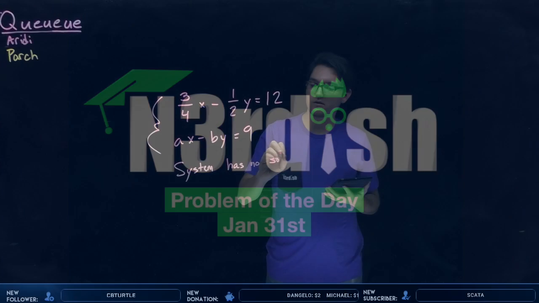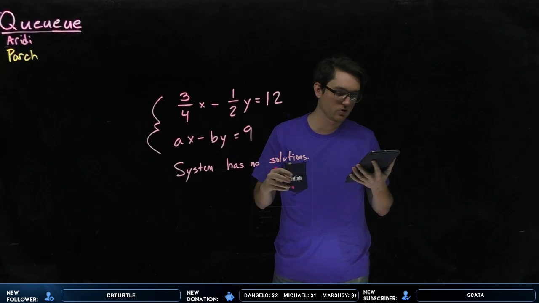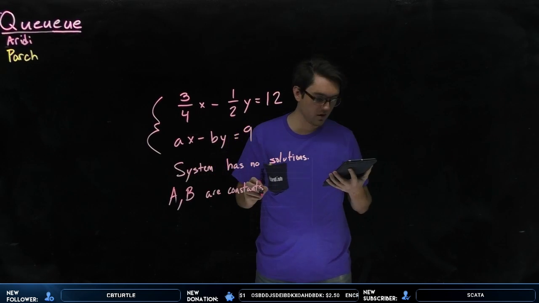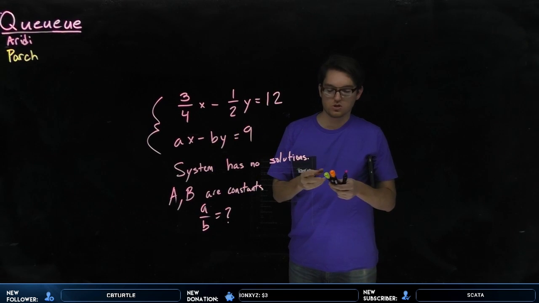So for this problem, there are two equations, and it says that the system has no solutions. A and B are constants. What's the value of A over B? Okay, so a system has no solutions.